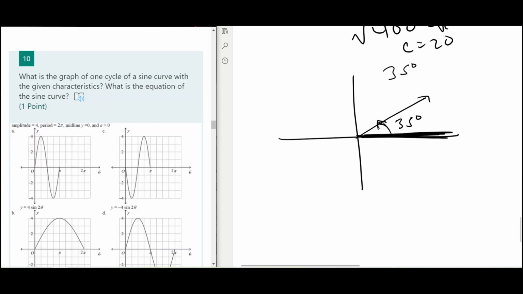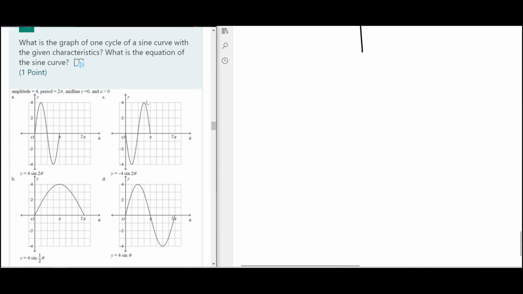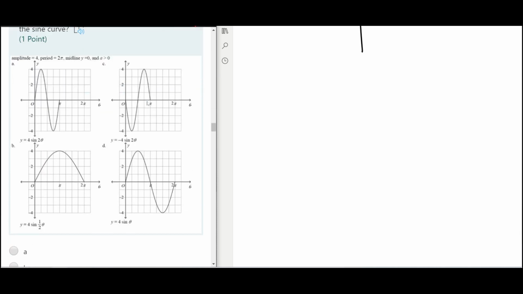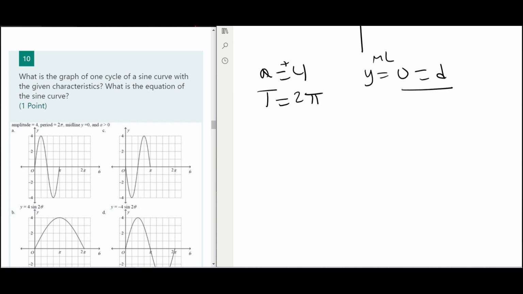All right, what is the graph of one cycle of a sine curve with the given characteristics? What is the equation of the sine curve? Okay, so let's do the graph. In this case, the amplitude is 4, and amplitude is the same thing as A. And they say A was positive, so A is actually positive 4. Period is given by T, and the period is 2 pi. The midline, y equals 0, so that's the midline, which really is our d, right? Midline is our d in the equation.